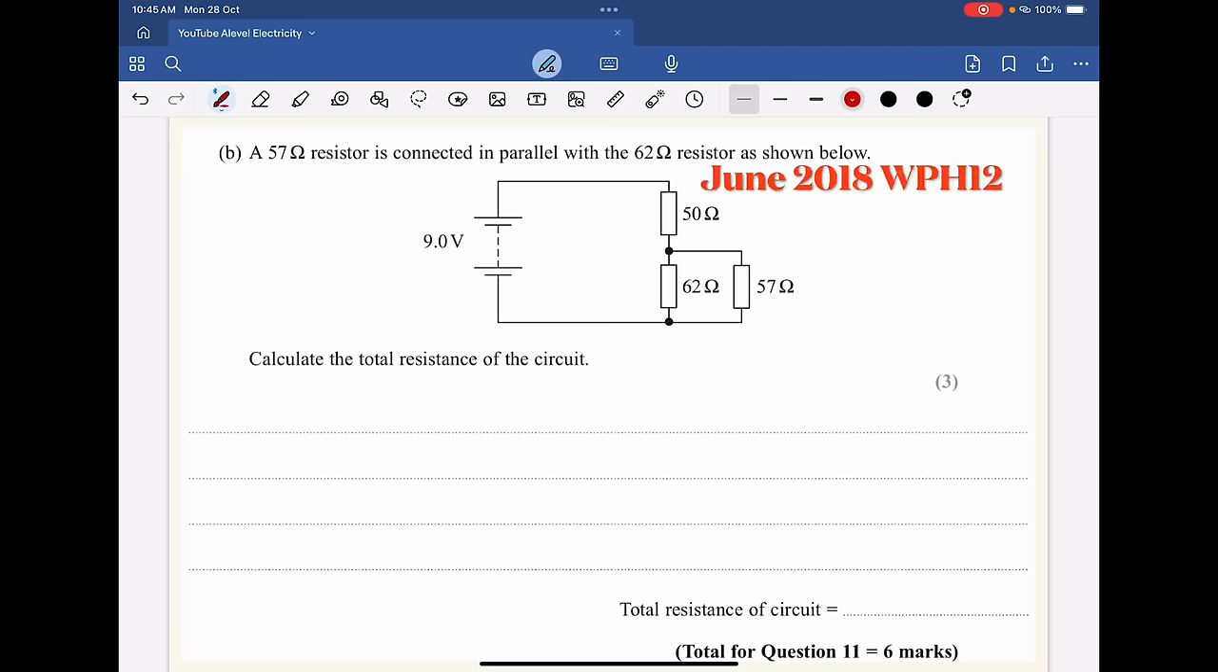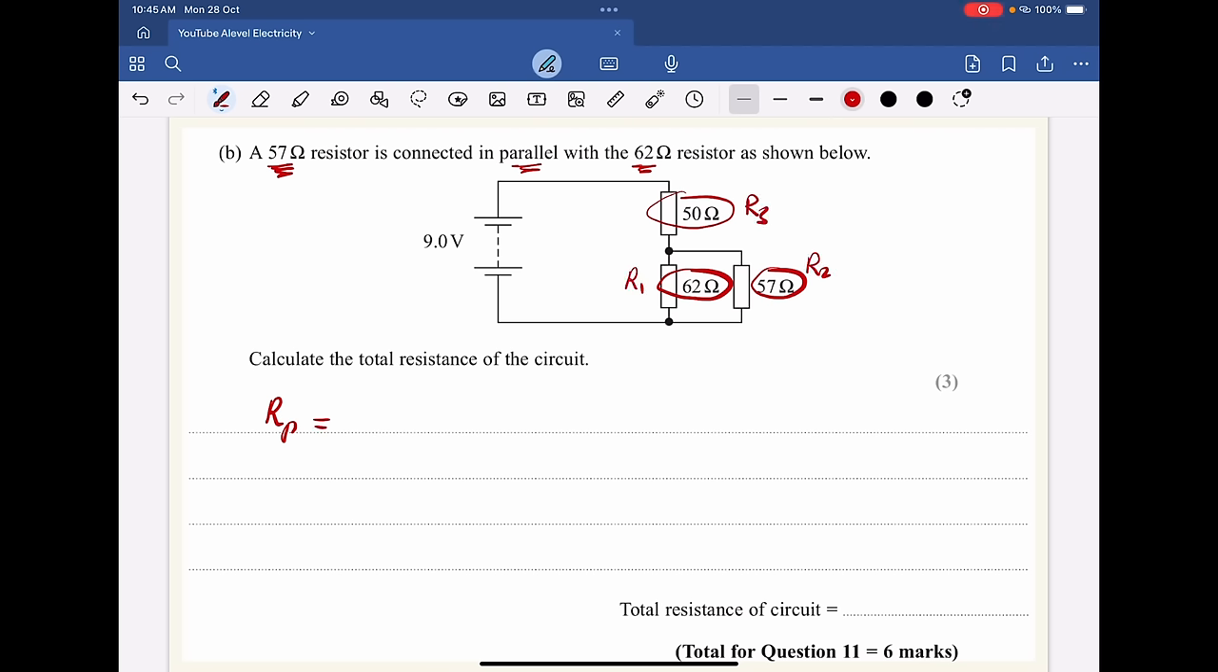B, the 57 ohm resistor is connected in parallel with the 62 ohm resistor. 57 and 62 are connected in series with the 50 ohm. So the examiner is asking to calculate the total resistance of the circuit. Step 1. I need to calculate the R parallel. Let me say this is R1, this is R2, this is R3. So R1 times R2 divided by R1 plus R2.